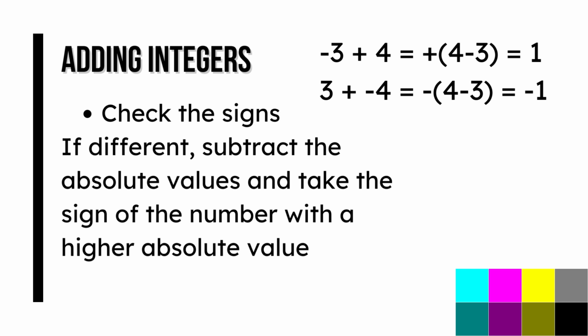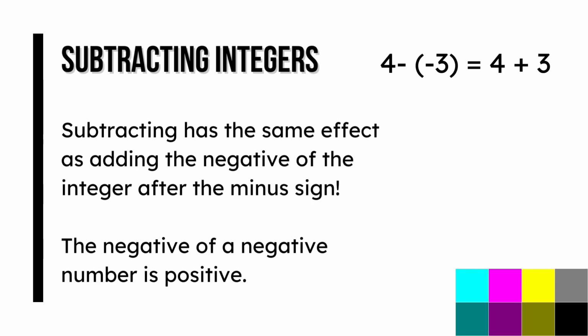Then 3 plus -4 is equal to, first you need to subtract 4 minus 3, that is 1. Then you take the negative because -4 is the larger absolute value. So it's -1.